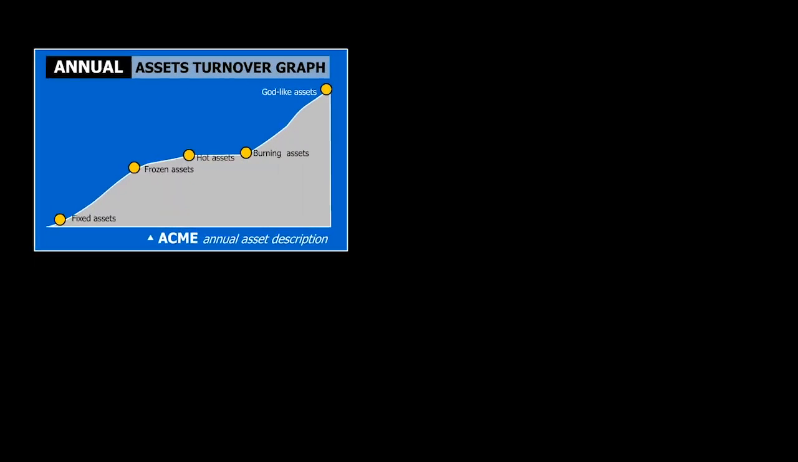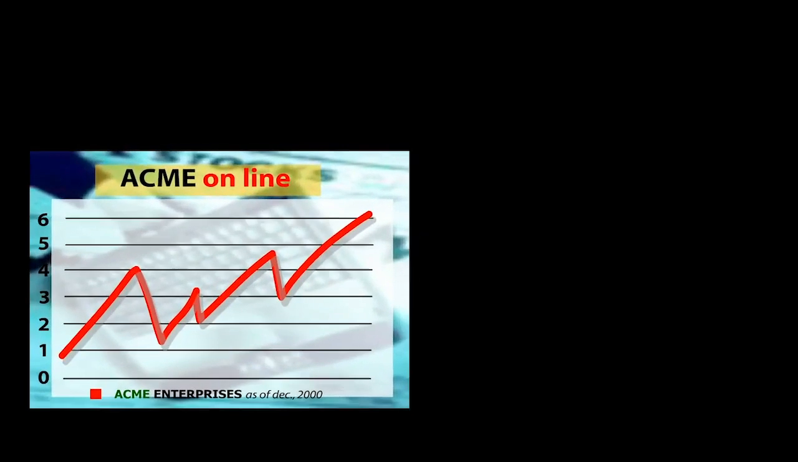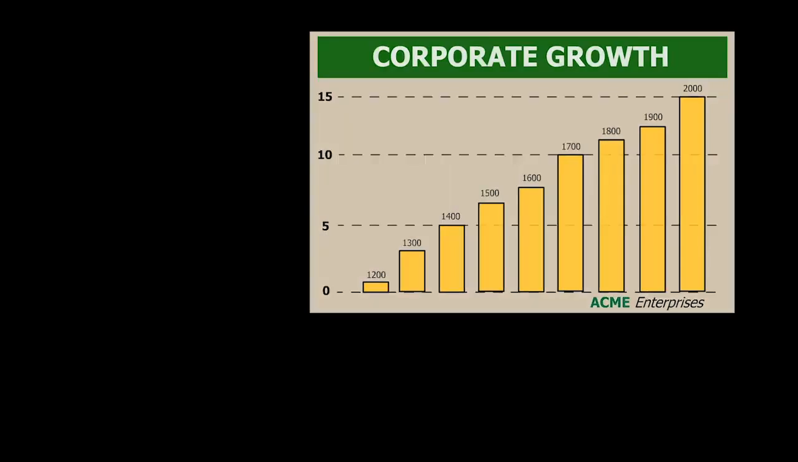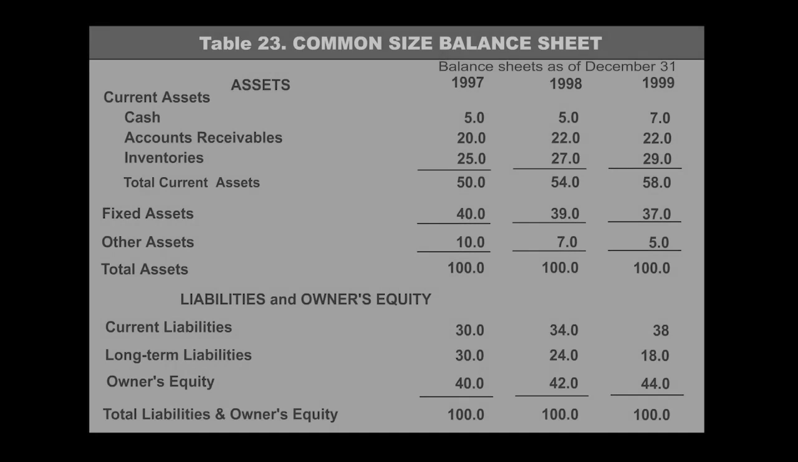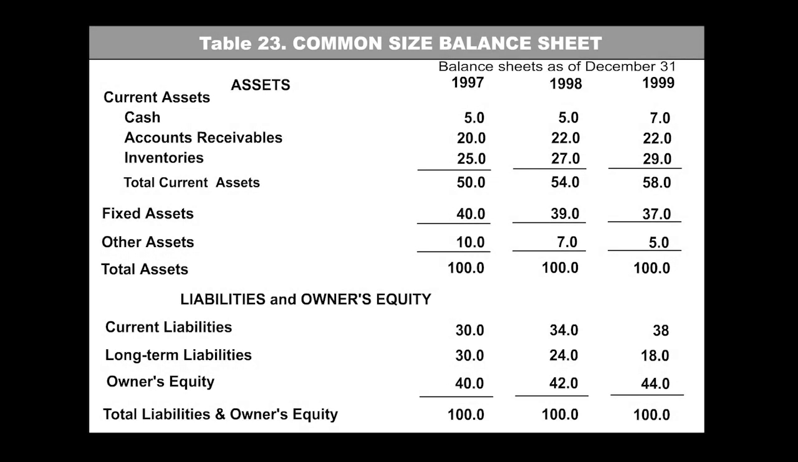The balance sheets as of the ending dates from several years can be put in common-size format. The objective is to detect patterns and trends, which indicate whether assets and liabilities accounts are rising or falling as a percentage of total assets or liabilities. Table 23 reveals the rising percentage of current assets from 1997 to 1999, paralleled by a corresponding increase in current liabilities. Long-term liabilities are fast dropping as a percentage of total liabilities and owner's equity, but the owner's equity is moving up.